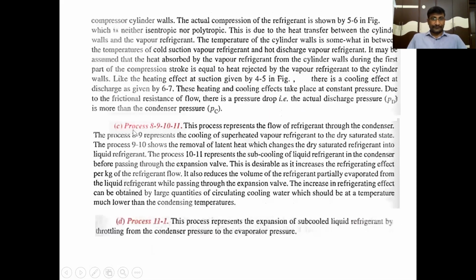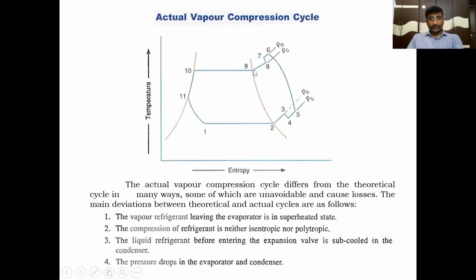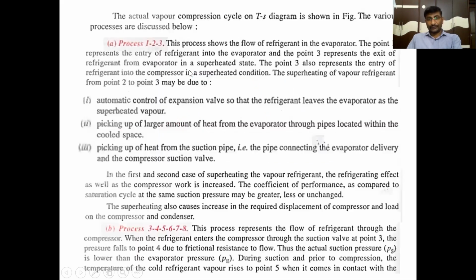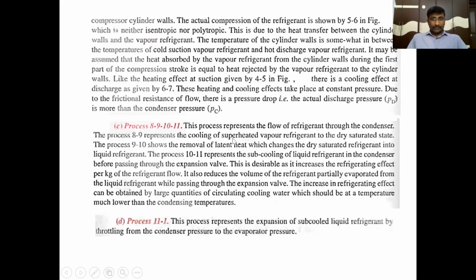Next process: process 8, 9, 10, 11, this total process occurs in the condenser. This process represents the flow of refrigerant to the condenser. The process 8 to 9 represents the cooling of superheated vapor refrigerant to the dry saturated state, the initial state in the condenser coil. It is cooled from 8 to 9, then condensed from 9 to 10. Clear? The process 9 to 10 shows the removal of latent heat, which changes the dry saturated refrigerant into liquid refrigerant. That is the phase change occurring during 9 to 10.